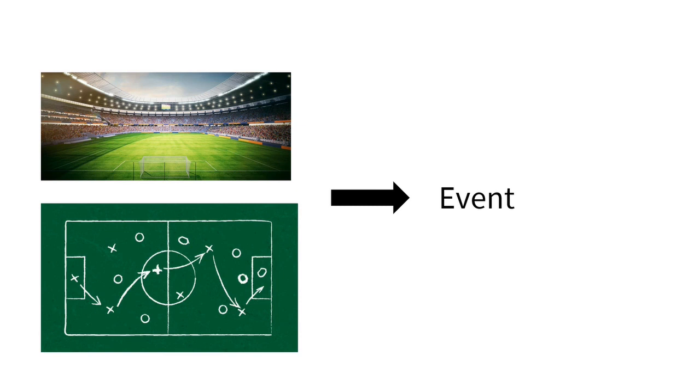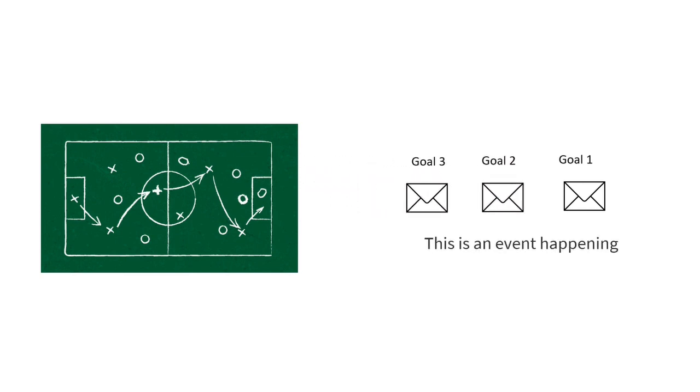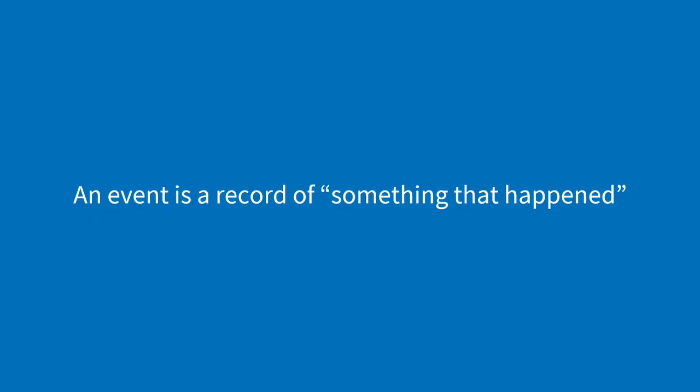Every single update that I want to track is called an event. An example, if I want to know the number of goals, every time a player scores a goal, this is an event happening. An event is a record of something that happened.